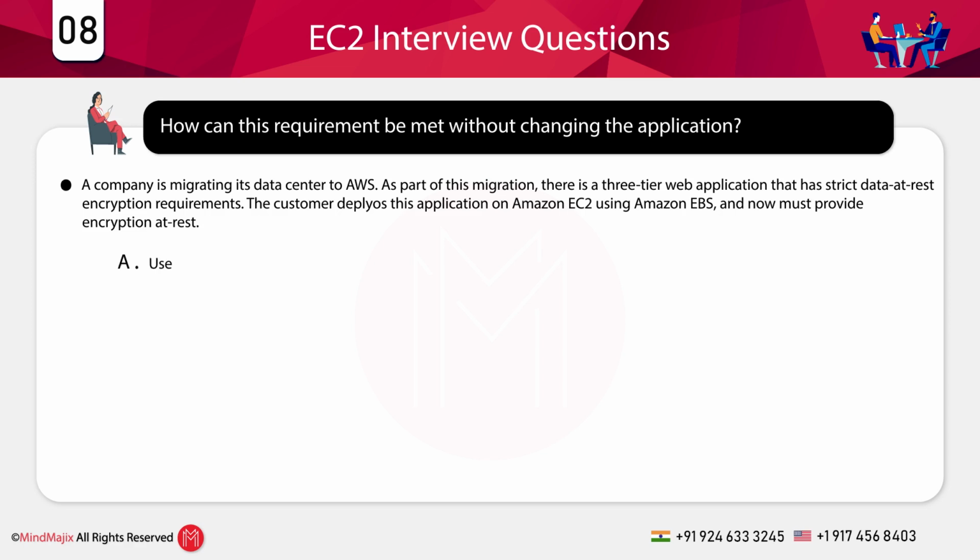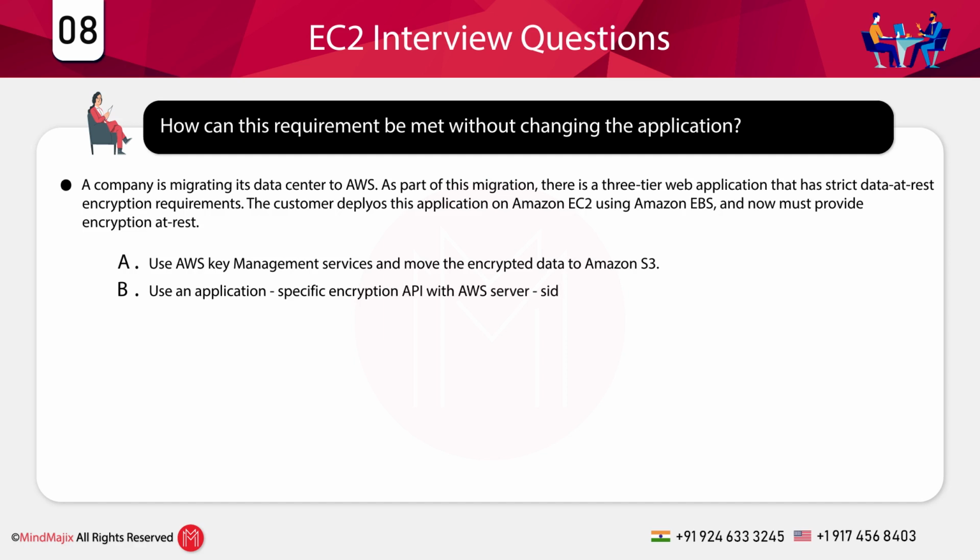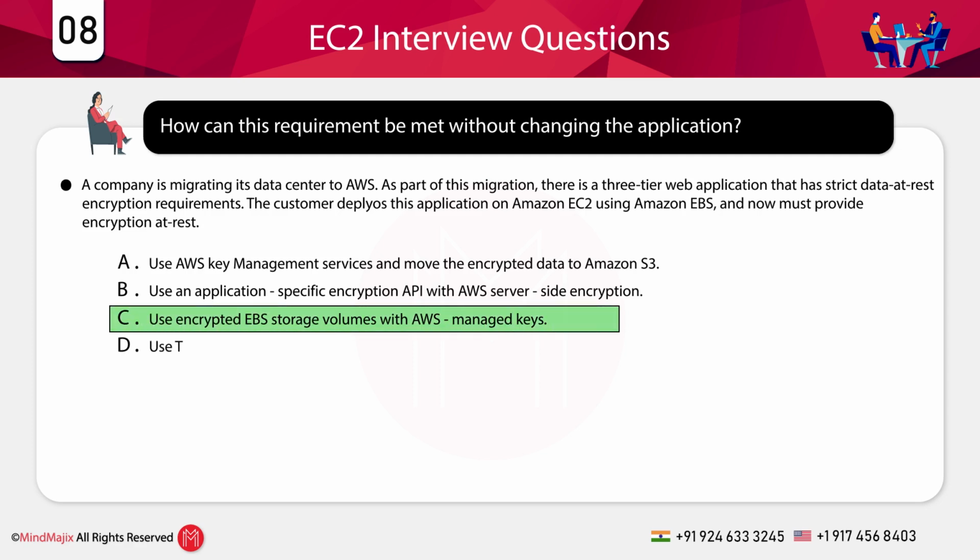A. Use AWS Key Management Service and move the encrypted data to AWS. Fine. Use an application specific encryption API with AWS server side encryption. Okay. Use encrypted EBS storage volumes with AWS managed keys. Don't you think this will be the simplest one? Okay. Use a third party tool to encrypt. No, not at all. Third party tools for encryption are not recommended. We already have the managed keys, and we'll use the encrypted EBS storage volumes. So here the answer will be C.